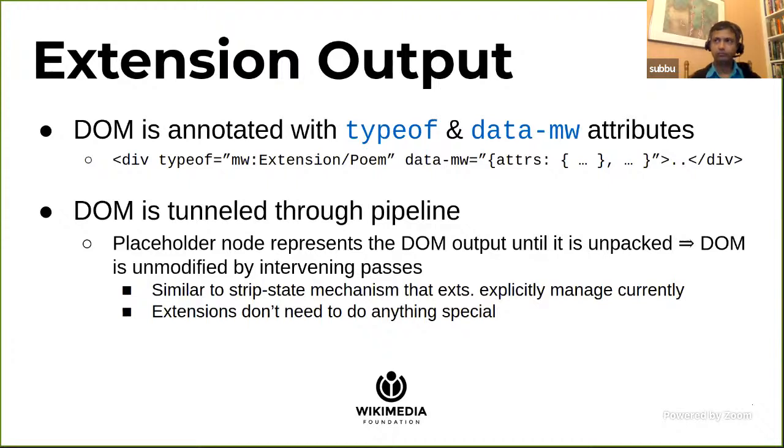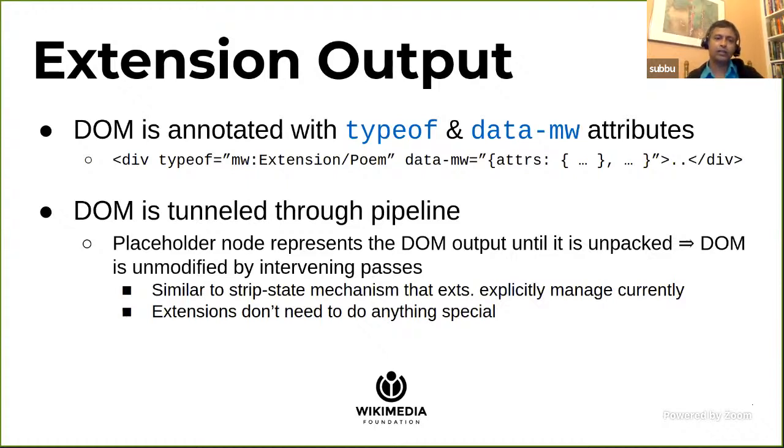Once your extension returns the DOM, Parsoid annotates your DOM with additional attributes. This is a typeof and a data-mw attribute. The typeof tells clients what kind of output it is. For example, if it's a poem extension, it gets the annotation mw:extension/poem. So ref tags will get mw:extension/ref and so on. The data-mw attribute has information about the extension arguments. This information is what clients can use to determine when a piece of the page came from an extension, and specifically which extension and what arguments were used and so on.